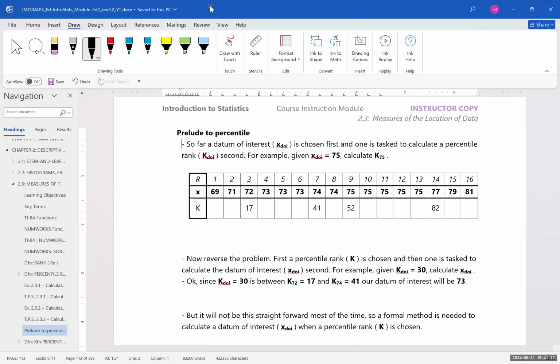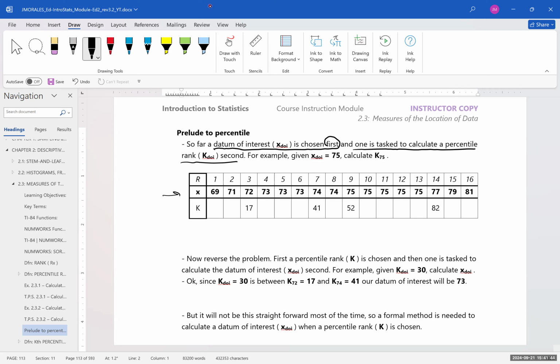All right. So far, the datum of interest is chosen first, and then one is tasked to calculate a percentile rank second. You can see here in this table, this is the same data set that we've been working with in the previous examples and think pair shares.